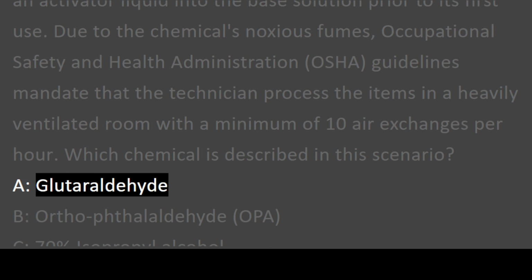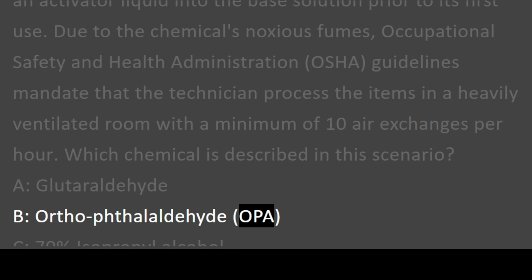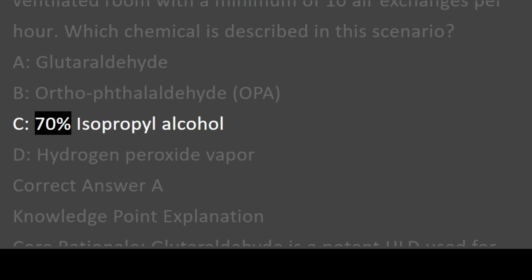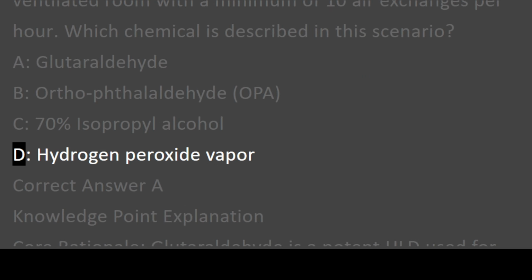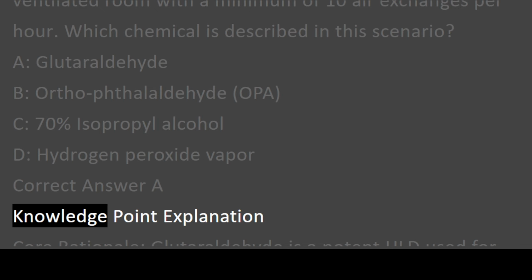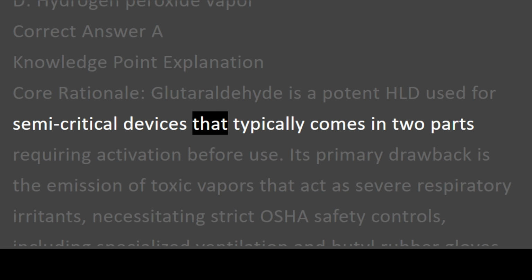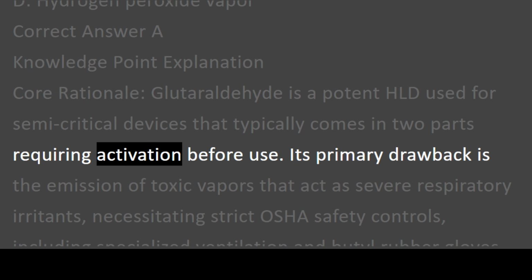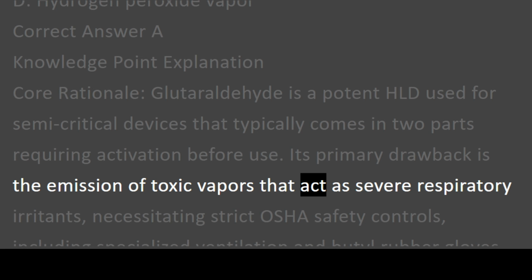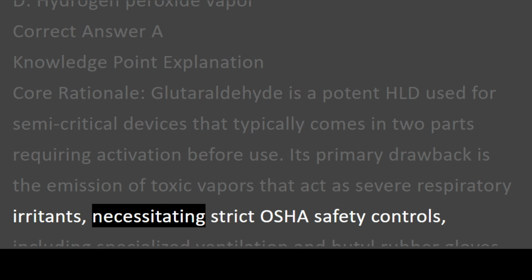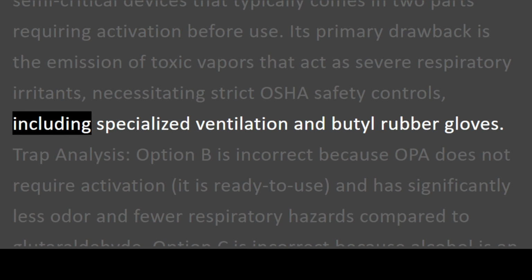A. Glutaraldehyde. B. Orthophthalaldehyde, OPA. C. 70% isopropyl alcohol. D. Hydrogen peroxide vapor. Correct answer A. Knowledge point explanation. Core rationale. Glutaraldehyde is a potent HLD used for semi-critical devices that typically comes in two parts requiring activation before use. Its primary drawback is the emission of toxic vapors that act as severe respiratory irritants, necessitating strict OSHA safety controls, including specialized ventilation and butyl rubber gloves.